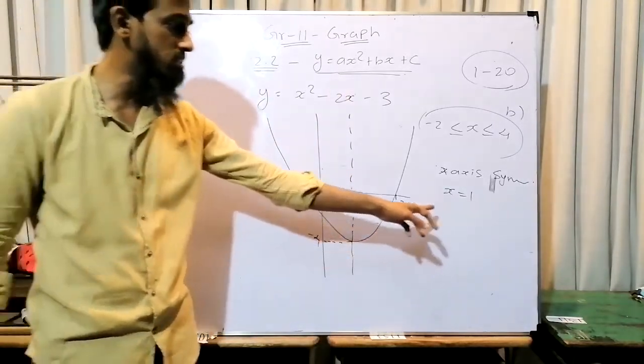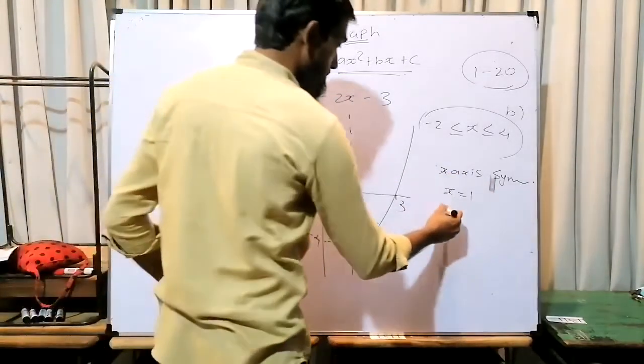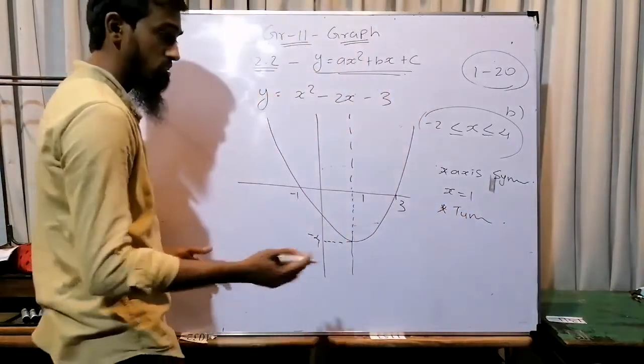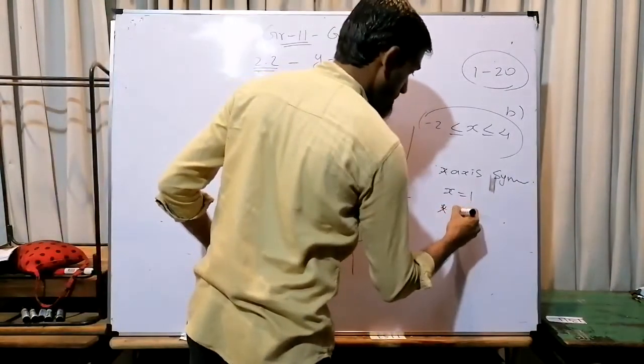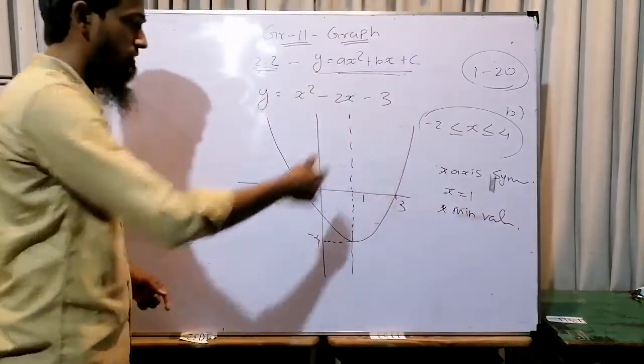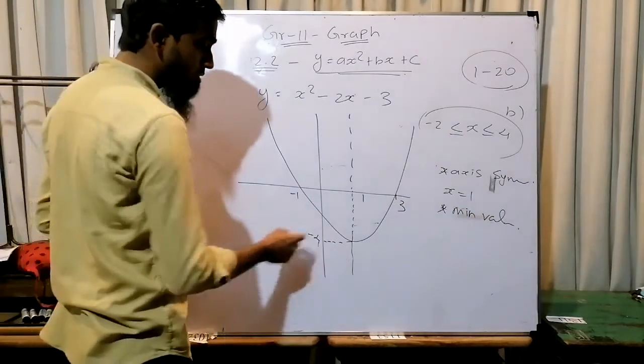So the equation of the symmetry axis is x equals 1. Then the turning point. So what is the turning point? Sorry, the minimum value. So it's a minimum graph. It has a minimum value. So what is the minimum value?